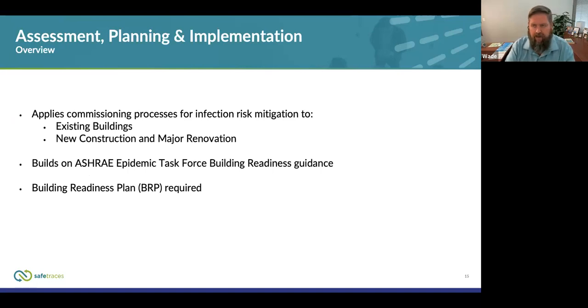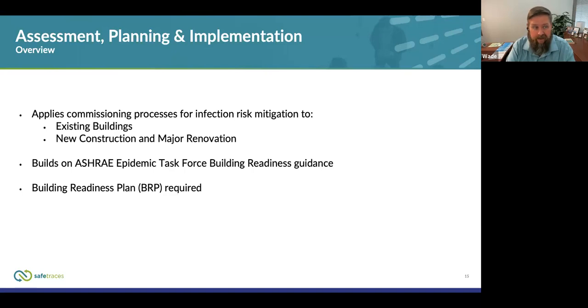So initially we were called commissioning, and in reality, when we started looking at what this really dealt with, it was the assessment, planning, and implementation when you're looking at existing buildings. The standard does work with new buildings as well, but we're not going to cover those here from a standpoint of we're really looking at existing systems that we've evaluated.